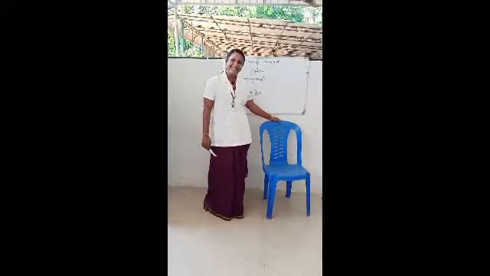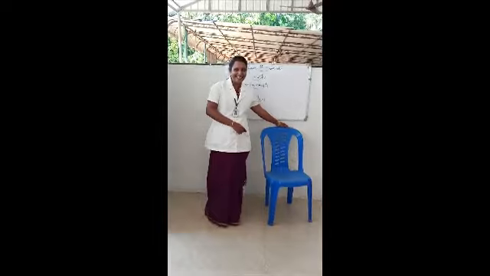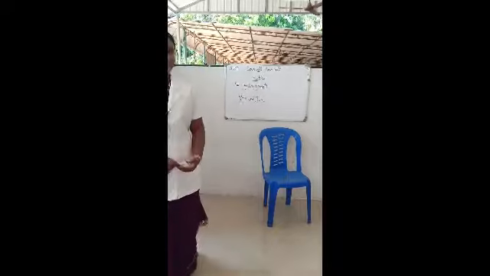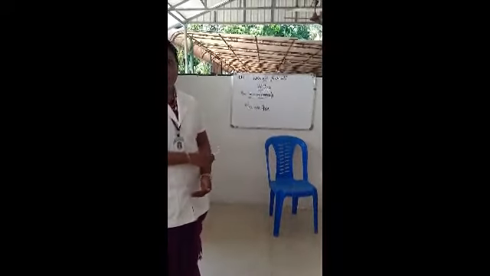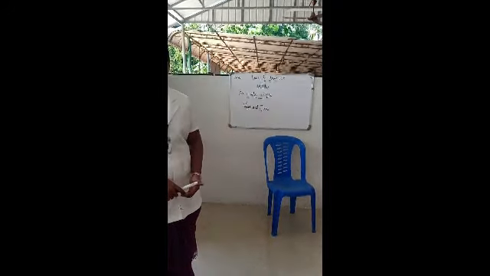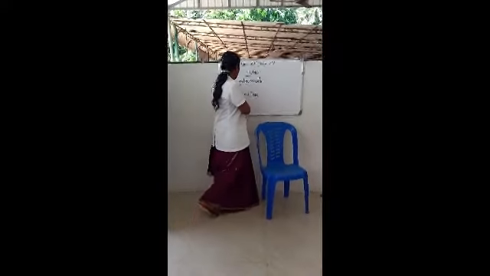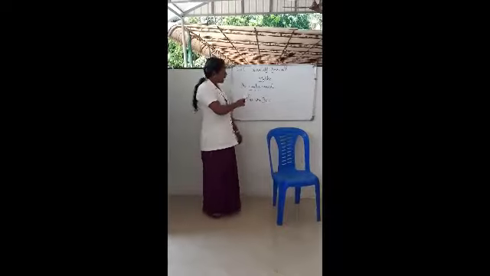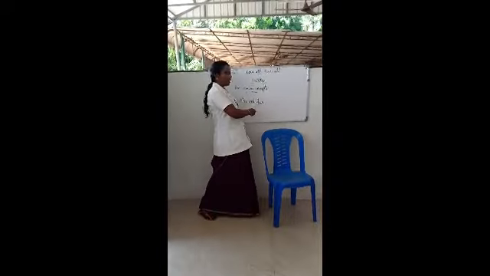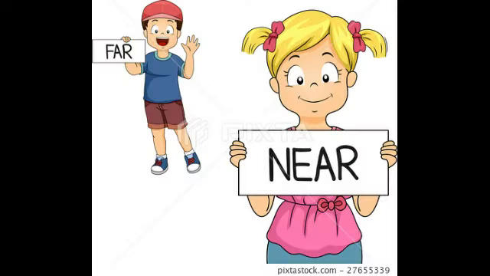Children, look at this chair. The chair is near to me. Near. Now look at this chair. The chair is far away from me. Near and far. N-E-A-R. Near. And far. F-A-R. Far.